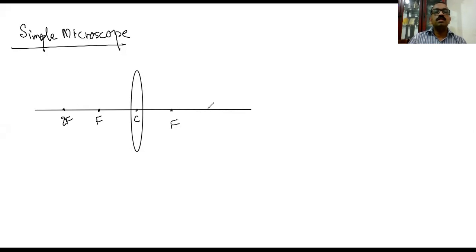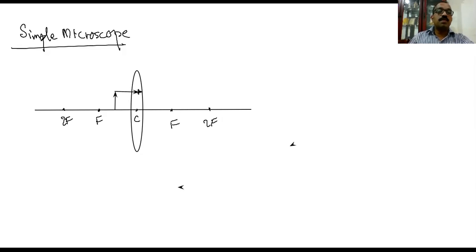Okay, focus to F. So what you should do is, when the object is between focus and optic center, what kind of image do you get? When you've studied that, you will get a virtual enlarged image on the same side as that of the object. This is the basic principle of the simple microscope. If the question is, what's the principle of simple microscope? You can say, when an object is kept between focus and optic center, an enlarged virtual image is formed on the same side as that of the object.